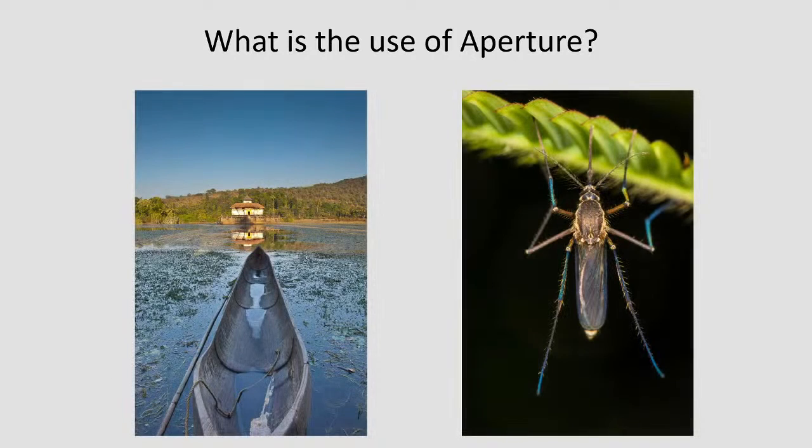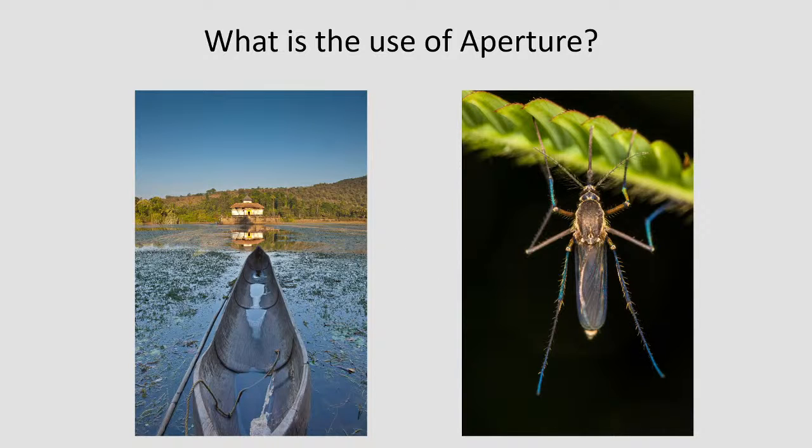Here is another example. In landscape photography, we usually want everything in focus from foreground to background. This needed something like f16 aperture. Right up to the temple, everything is in focus. Sometimes you are forced to do that.